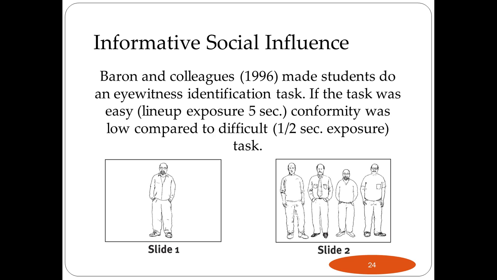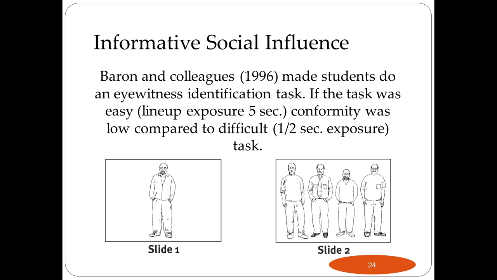So, we look at this one right here, and this is where we look at informative social influence. So Baron looked at having students do an eyewitness identification task. Basically saying, okay, so, slide 1, this is your guy. I want you to find him on slide 2. Now, you only get a certain amount of exposure to slide 1. In one version of the study, you get 5 full seconds. So you get a lot of time to look at that person with that beard, and it becomes quite obvious what he looks like.